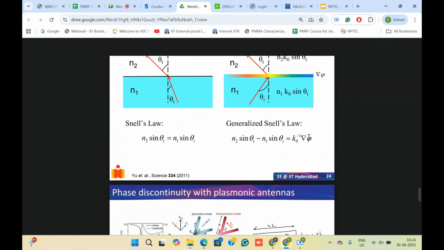we can write n2 sine theta t minus n1 sine theta i is equal to 1 by k naught d phi by dx. So on the right side, it should be dimensionless. So we say this is the gradient of phi, d phi by dx. Since k naught is 2 pi by lambda, 1 by k naught is lambda by 2 pi. So now this is our generalized expression for Snell's law.